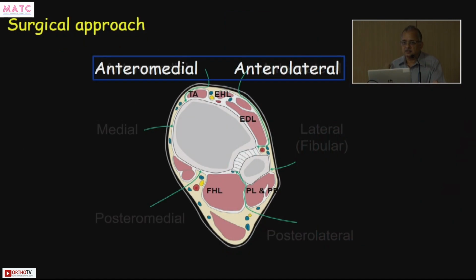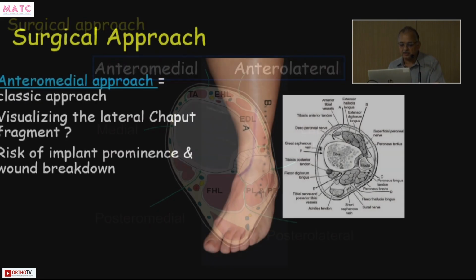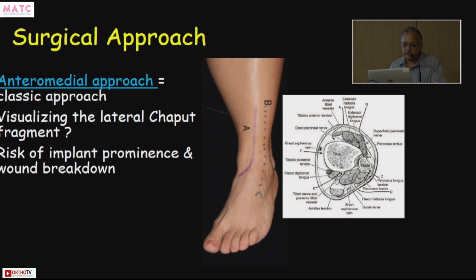When we discuss the surgical approach, the two approaches which are most important, one is the anteromedial and second is the anterolateral. The advantage of anterolateral is you can fix the fibula and the tibia as well through that approach. The anteromedial approach is the classical approach. We visualize the lateral tibial fragment. The risk of implant prominence and wound breakdown is very less. So that is the exposure that one can get.